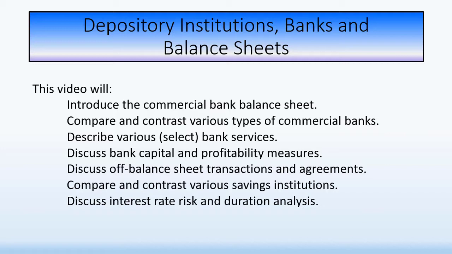Then we'll compare and contrast various savings institutions. That's easier said than done in today's world. These savings institutions may have been very different years ago, and that's the motivation for why they exist in today's world. But they're very similar today, and in fact, they're very similar to commercial banks. We'll also discuss interest rate risk and duration analysis, which is a very important concept to see why banks failed in the past frequently. Now let's focus in on what a commercial bank balance sheet looks like.